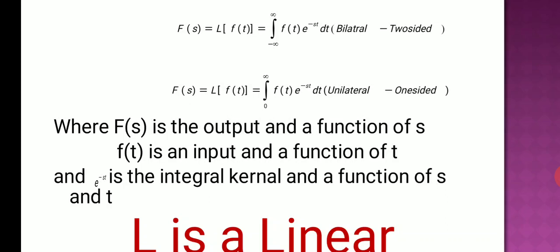And e power minus st is the integral kernel, and the function is a function of s and t. We already know that t is the time domain. The time function f of t is a function of t. And s is a parameter. That parameter is a real parameter or a complex parameter, anything.